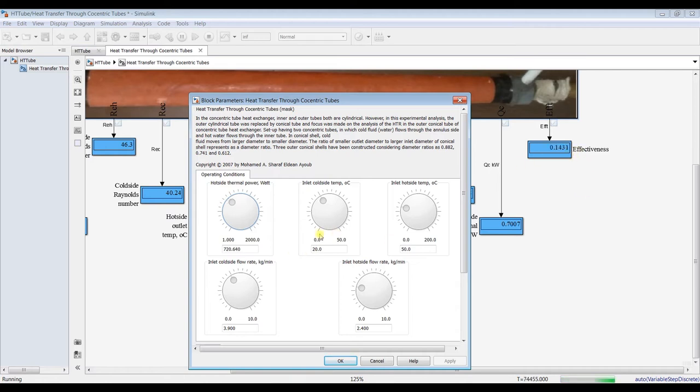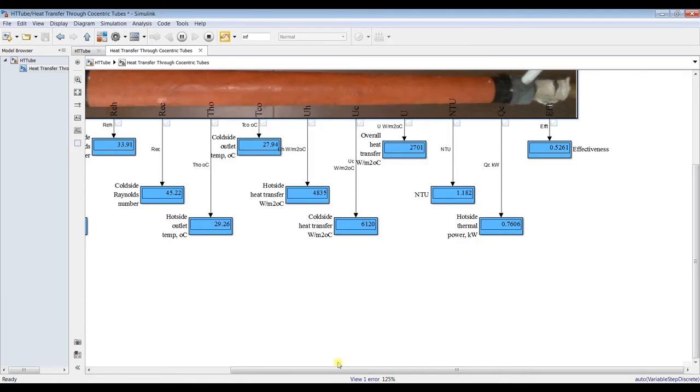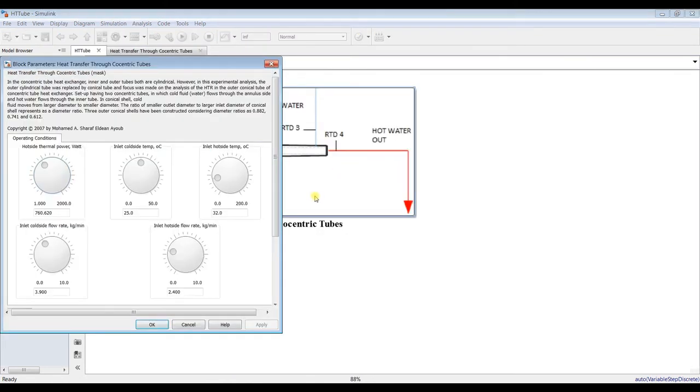Okay, increasing thermal power, hot side temperature, cold side temperature, suppose it's around 25. Inlet hot side temperature, let it be lower than... let it be 30 degrees Celsius. I'm sorry. Okay, we can go far from this because we have a log equation. We can go far based on inlet and cooling side because we have a log equation. Let's go up. Okay.